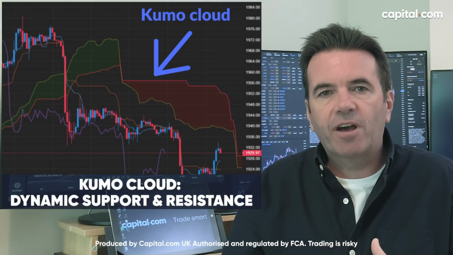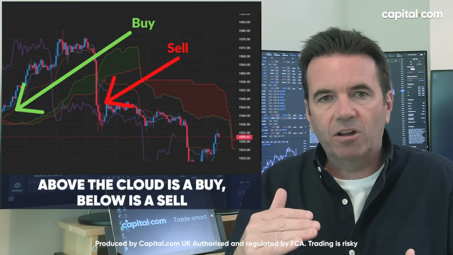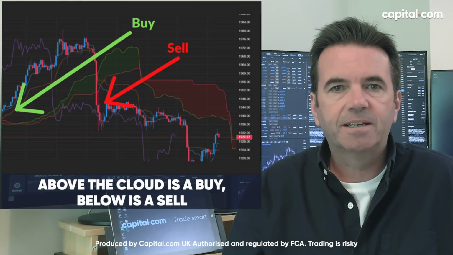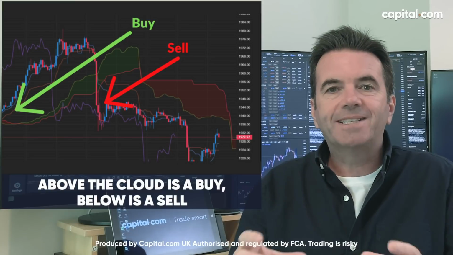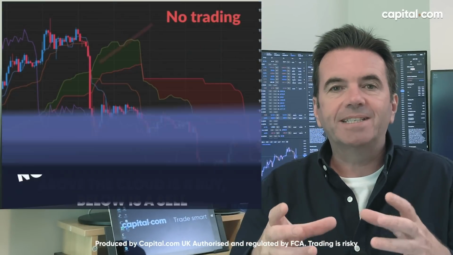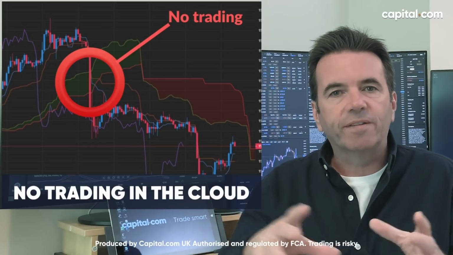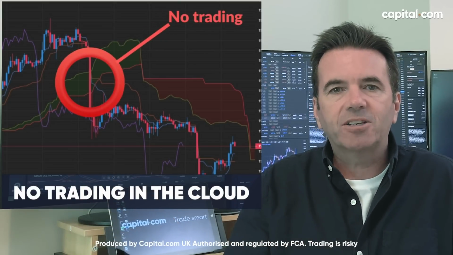As a general rule of thumb, when the price is above the cloud, we're looking to go long. When it's below the cloud, we're looking to go short, expecting further declines. As another rule of thumb, when the price is actually in the cloud, it represents indecision and arguably no trade should be taken. Let's look at all of this now on the charts and I'll come back and talk about strategies.